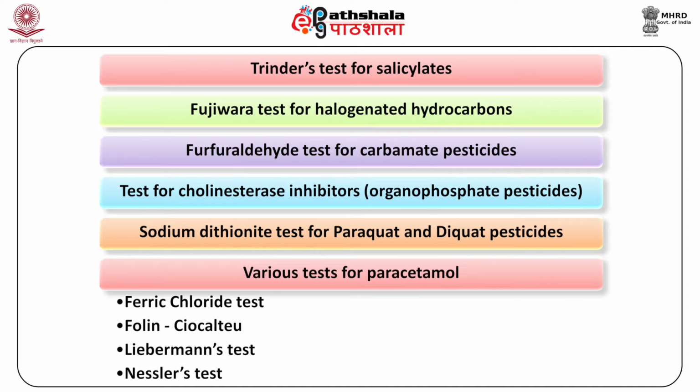Examples of color tests that are particularly important in this respect include the Trinder's test for salicylates, the Fujiwara test for halogenated hydrocarbons, furfural test for carbamate pesticides, test for cholinesterase inhibitors, that is organophosphate pesticides, sodium dithionite test for paraquat and diquat pesticides, and various tests for paracetamol including the ferric chloride test and Folin-Ciocalteu, Liebermann's and Nessler's test.